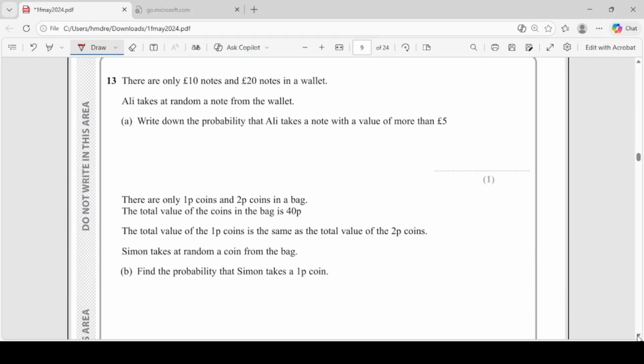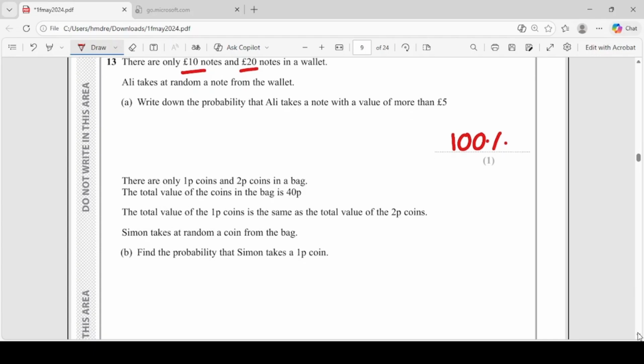Question 13. There are only £10 notes and £20 notes in a wallet. Ali takes at random a note from the wallet. Write down the probability that Ali takes a note with a value of more than £5. Okay, so there are only £10 notes and £20 notes, so they are all more than £5. So the probability that he takes something more than £5 is 100%. He will definitely take something more than £5.